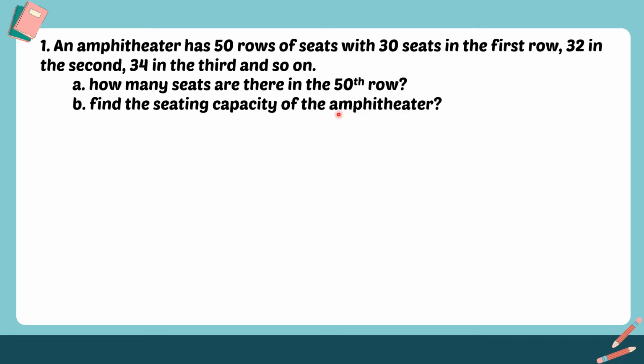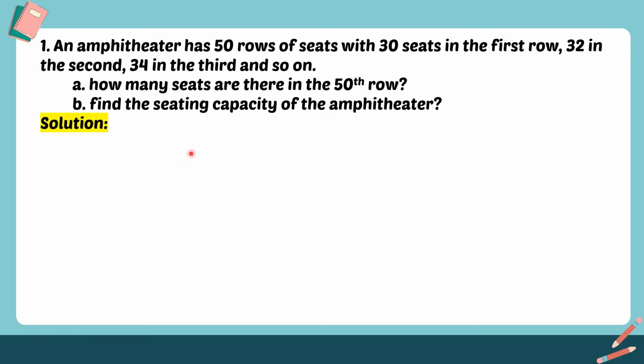So, analyze natin. Ang amphitheater ay parang Araneta Coliseum or Philippine Arena. So, meron tayong mga upuan kung saan padagdag ng padagdag bawat row yung mga upuan natin. So, kailangan nating alamin kung ilang seats ang meron sa 50th row. At ang amphitheater natin ay meron lang 50 rows. So, ilan kaya yung upuan sa 50th row natin?